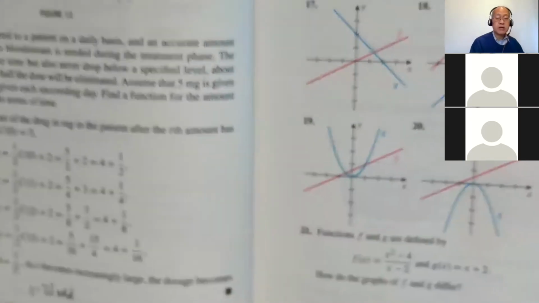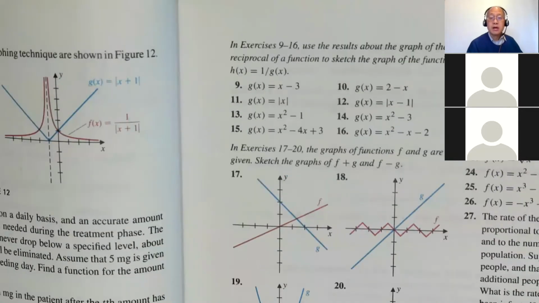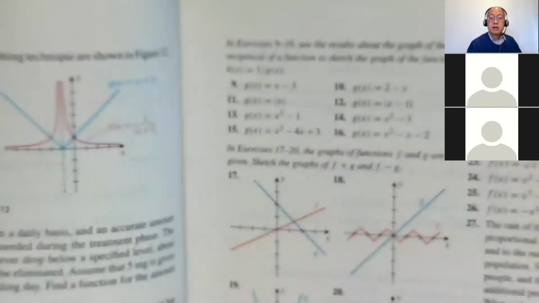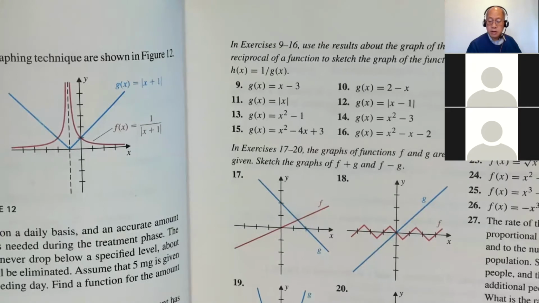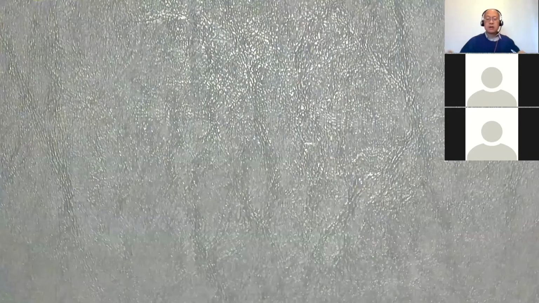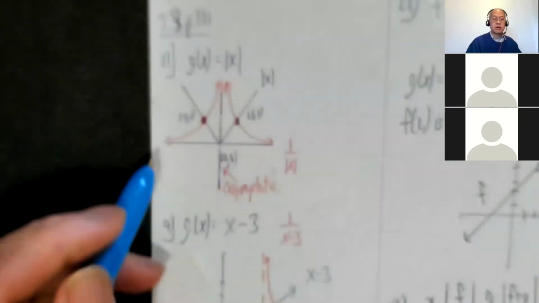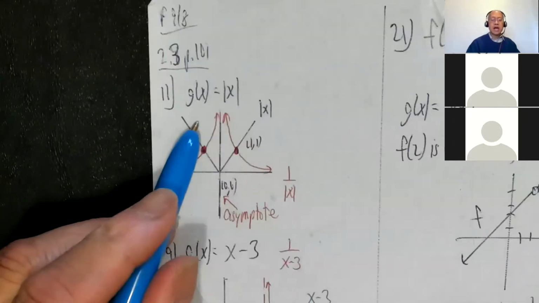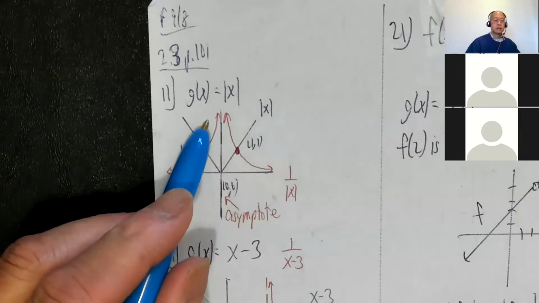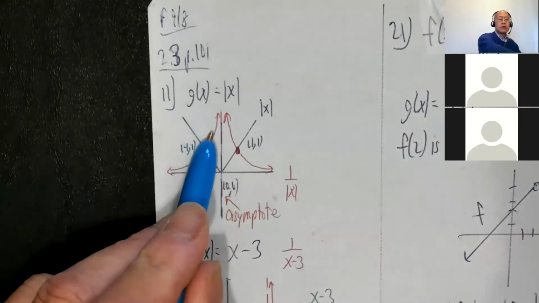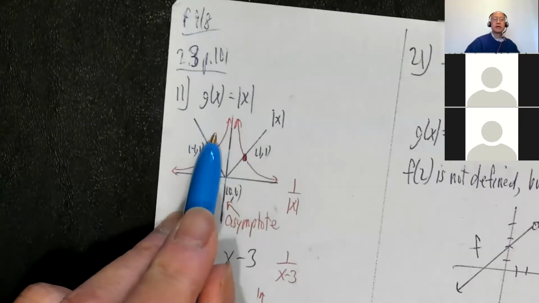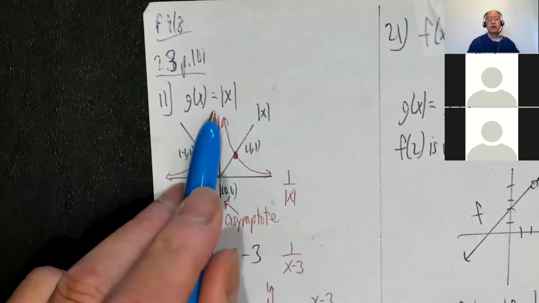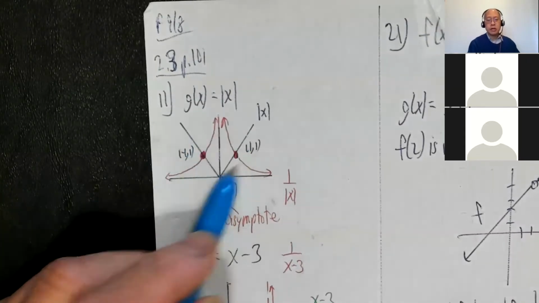So let me do some of these reciprocal functions that we have here. All right. So given the graph, how do you do the reciprocal? So number 11, g of x equals absolute value of x. Okay. Now you should already be somewhat familiar with the absolute value function. It's V-shaped. But if you don't remember it, you can put it on your formula sheet.